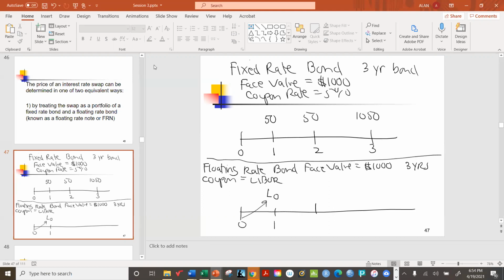And then here, it's the same thing. We'll call that L1 to indicate that it is the LIBOR rate observed on date 1, and it is multiplied by the face value. So if LIBOR was 3% on date 1, that means we're getting a $30 coupon. And then finally in year 3, we're getting L2 plus our $1,000 back.